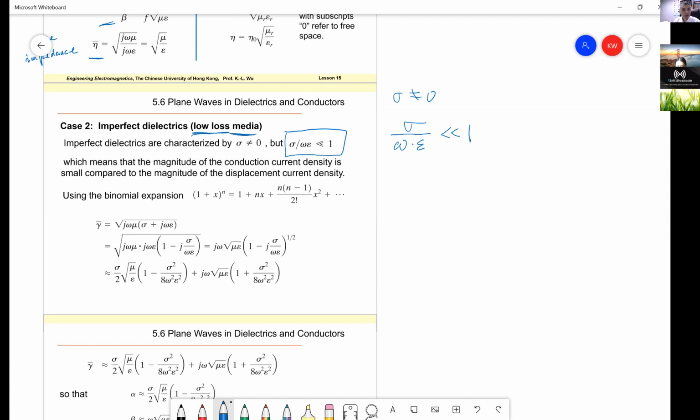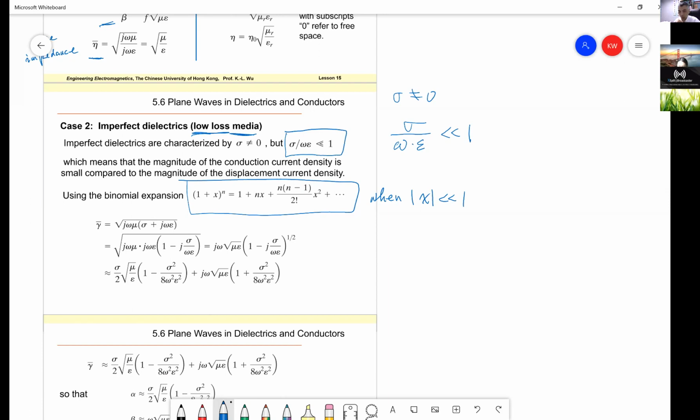Then what is the property of the wave in the low loss medium? Let's review one of the very famous Taylor series expansions, the binomial expansion. When the magnitude of x is much smaller than 1, this is a very useful approximation.